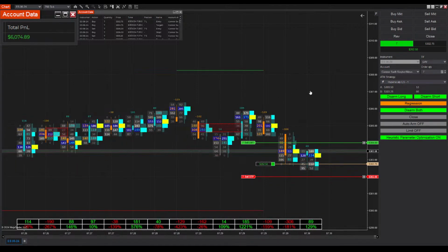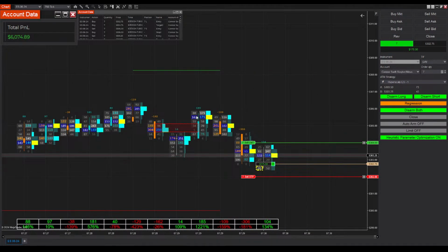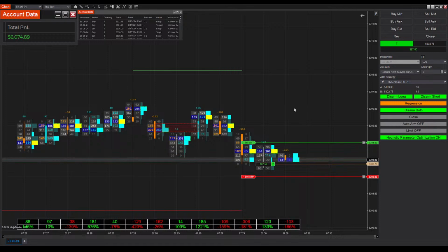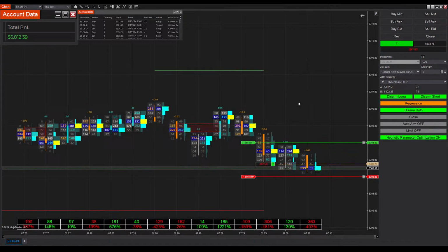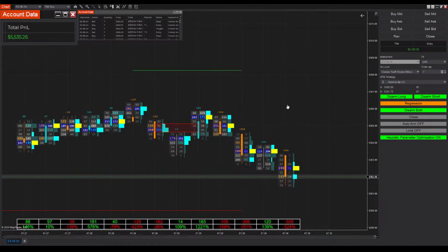Just got filled into a long position here, which is a classic regression trade, pushing us back into the range, at least if we end up winning this. Wow, unfortunately, we don't end up winning that.